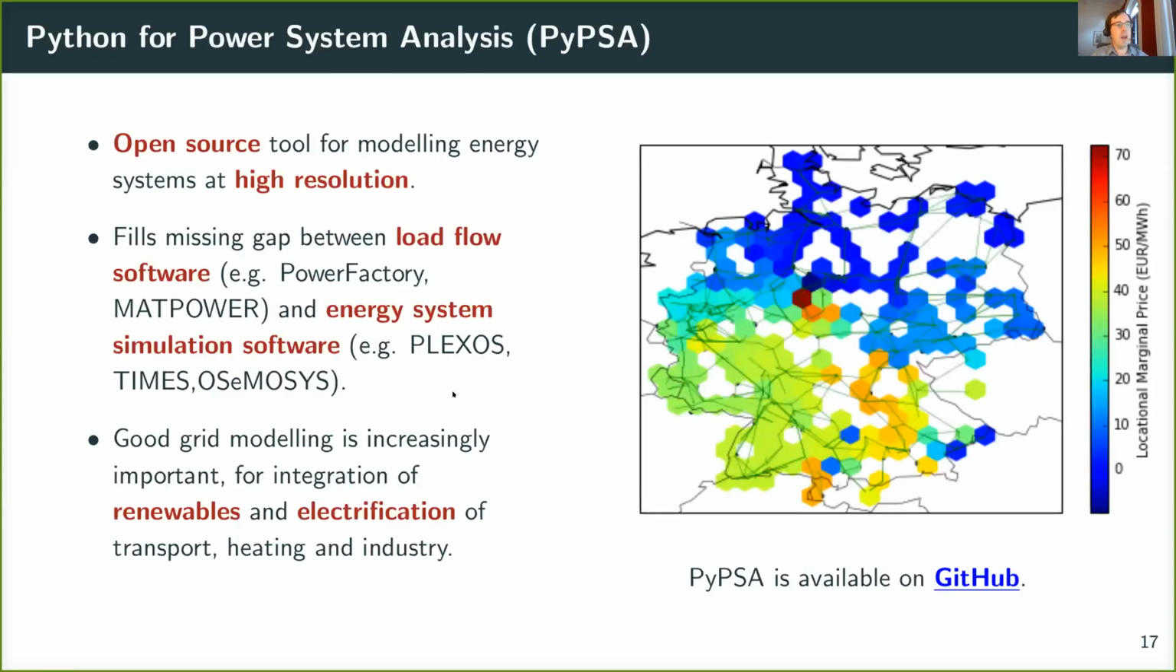It's basically an open source framework for modeling something between grid modeling and energy system optimization, where we go to high enough resolution that we can see the changes of renewables in time and space, and then look again, of course, at electrification of the other sectors. So we're not just looking at the power sector with the model.